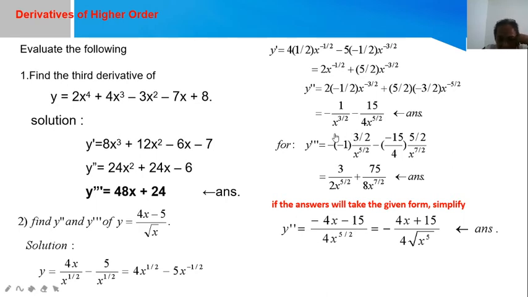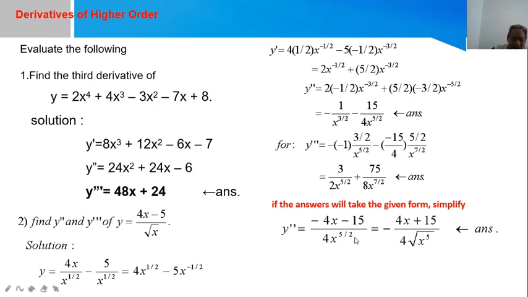Okay? Divide with this. So, we have 4. So, 4 times the numerator, it's still 4. How about your x? If that is 5 halves, x to power 5 halves divided by 3 halves, so that means you have x to power 1. Okay? In the second term, this one, exactly the same.